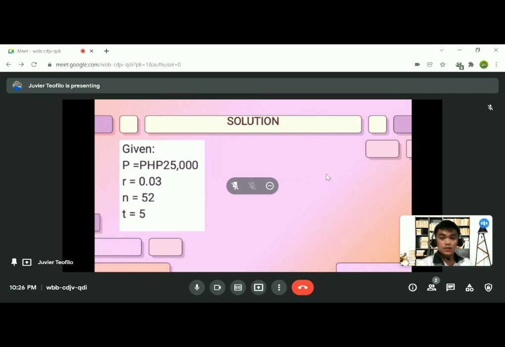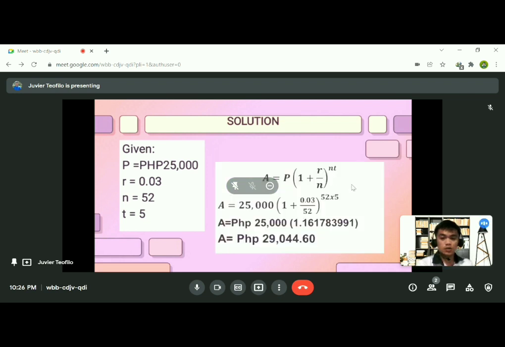So, let's have this exact solution there. Using the formula, the accumulated value, A is equal to P times the parenthesis of 1 plus R over N to the power of N times T. So, substitute the given information there in our formula. Using your calculator, we have the answer of 29,044.60 centavos. So, this is our accumulated value.